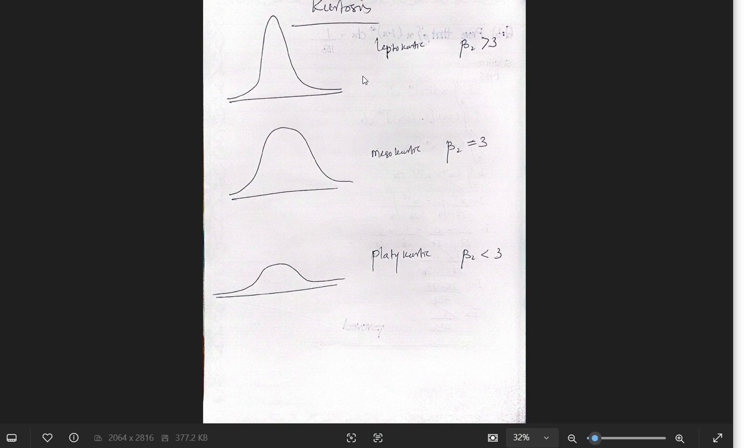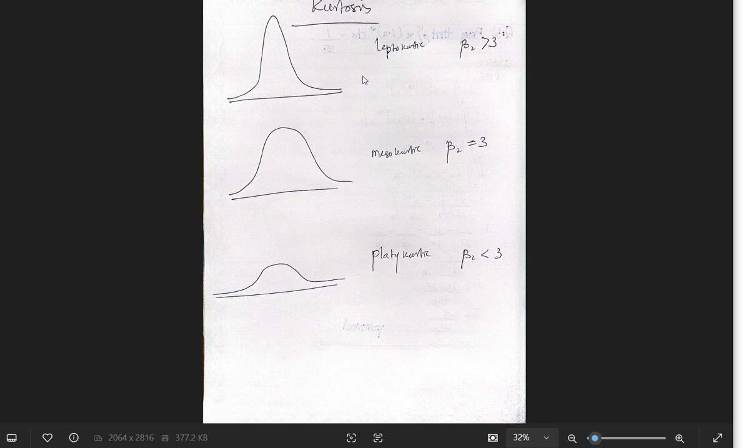We are not going into the calculation, but if the beta 2 value, which is the calculation for kurtosis, is greater than 3, it will have this prolonged hump shape, and that is what we call leptokurtic. If beta 2 is equal to 3, that will be exactly the normal shape, called mesokurtic. And if beta 2 is less than 3, the shape will be a bit flatter, the third one, known as platykurtic. This is what we call kurtosis.